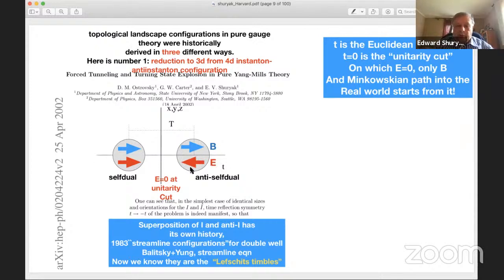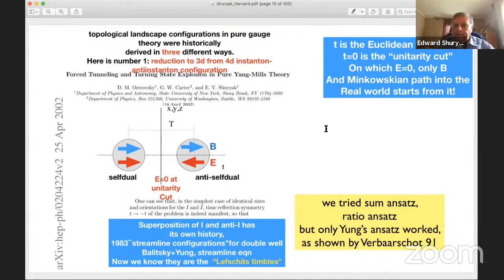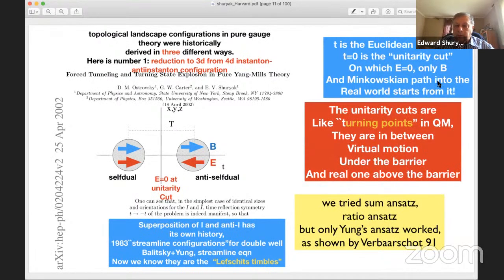If the picture is completely symmetric, then electric field is odd in time. And so on this intermediate three-dimensional plane, it would be zero electric field and would be a pure magnetic configuration. What is the meaning of a pure magnetic configuration? We call it a unitarity cut, but it might be simpler to remind that in quantum mechanics, there are so-called turning points when momentum is zero. And here electric field is also playing the role of momentum. So this is a configuration where evolution of the system grows out of the Euclidean part of the trajectory to Minkowski space. So this object can explode in Minkowski, but it is a pure magnetic object.